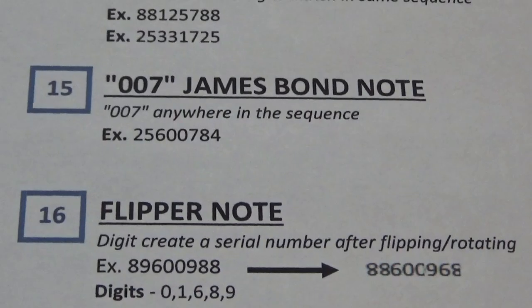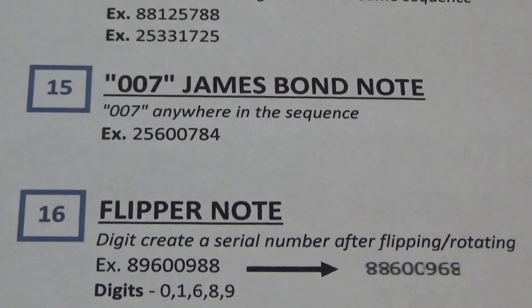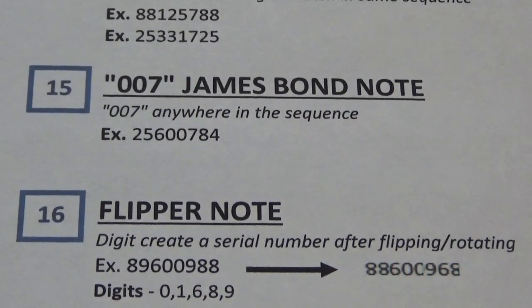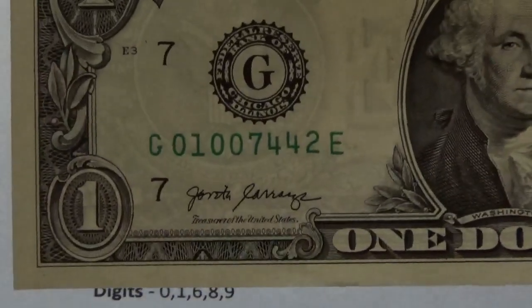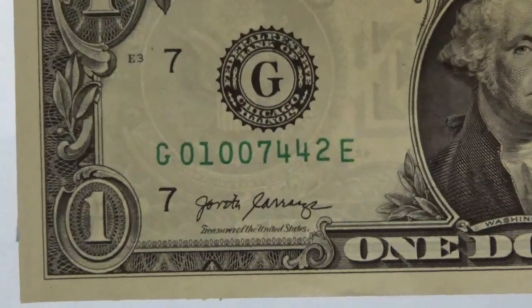One of my favorite notes coming up here, the James Bond note. This one's fairly simple. You're just looking for that 007 anywhere in the sequence. In this example, you see it right smack in the middle, and I have one right smack in the middle, 007.